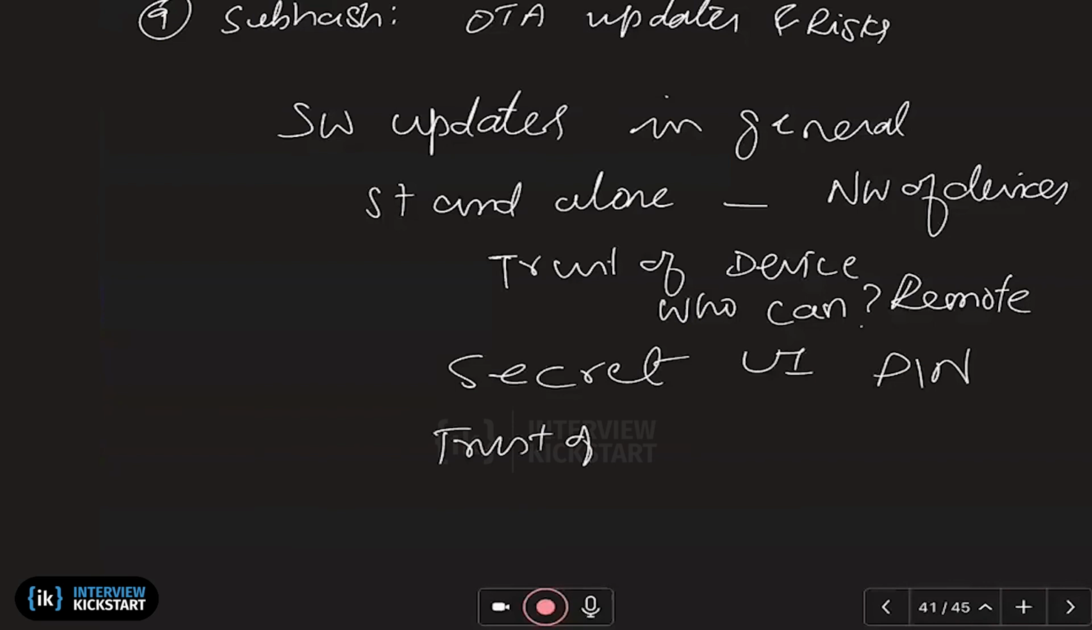When you're talking about over the air, it becomes a little different, but I'm talking about physical updates right now. Then there's the trust of the image software itself, right? So you need signatures for that image. There must be a way of verifying the signature.